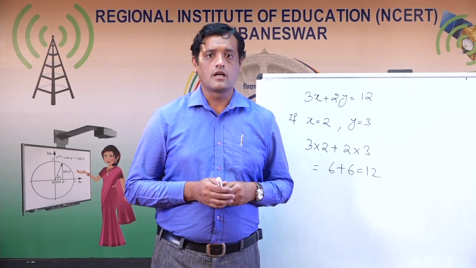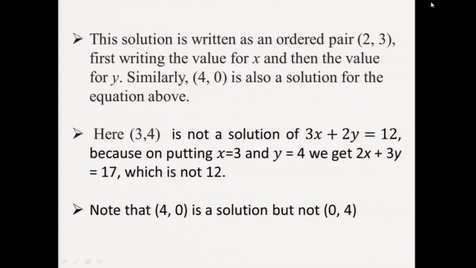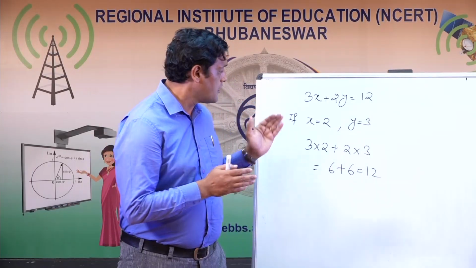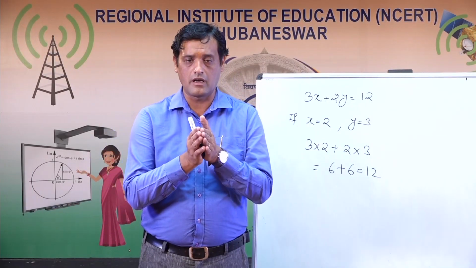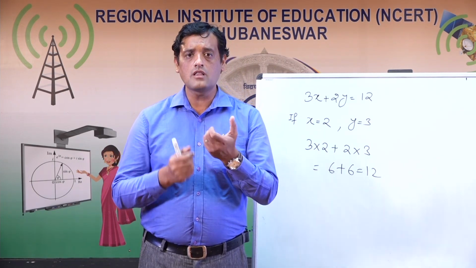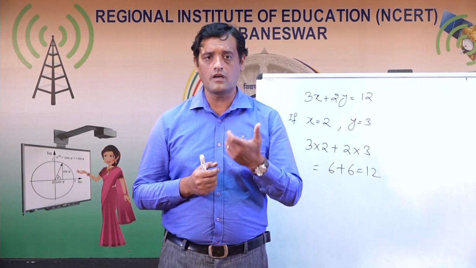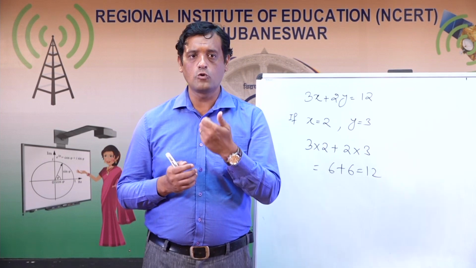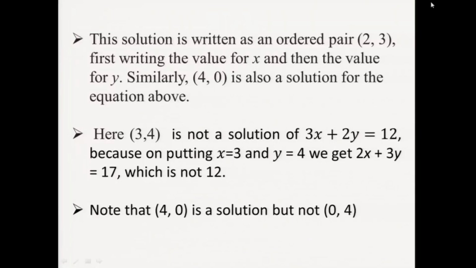Now the solution is written as an ordered pair. The question is how to write the solution. The solution should be written in ordered pair form. The solution is written as the ordered pair (2, 3), because the x value is 2 and the y value is 3. In our previous chapter, number 3, we also introduced the coordinate system, so we write it in the form of a coordinate pair: one is the x value and the other is the y value. So (2, 3). We always write the value of x first and then the value of y.